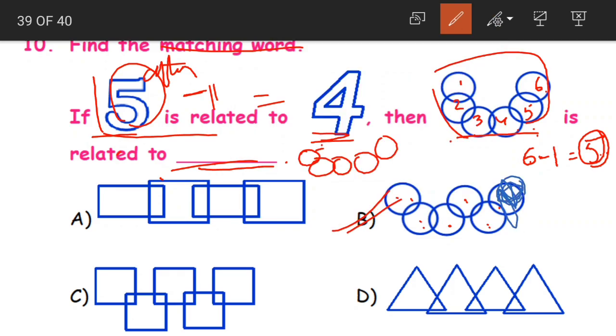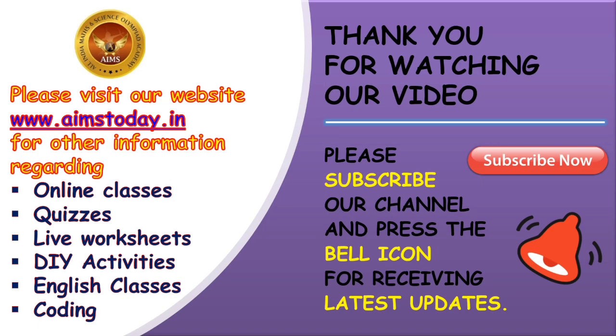I know it is having 6 circles, but it should have 5 circles, children. There is a little printing mistake here. Then the option B with 1, 2, 3, 4, 5 circles becomes our correct answer. Yes?